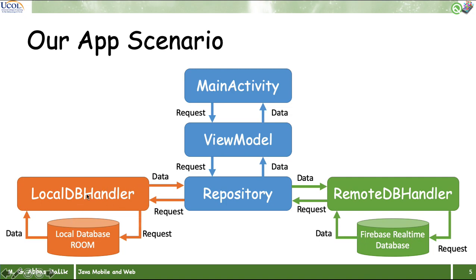The other part is the local database handler, which helps us connect with the local SQLite database using the Room framework. So we have already implemented the main activity part. I will show you step by step, and then we will start implementing the different parts. Maybe we can start with the remote database, then implement the local database, then the repository, then the view model, and then connect that view model with our main activity.